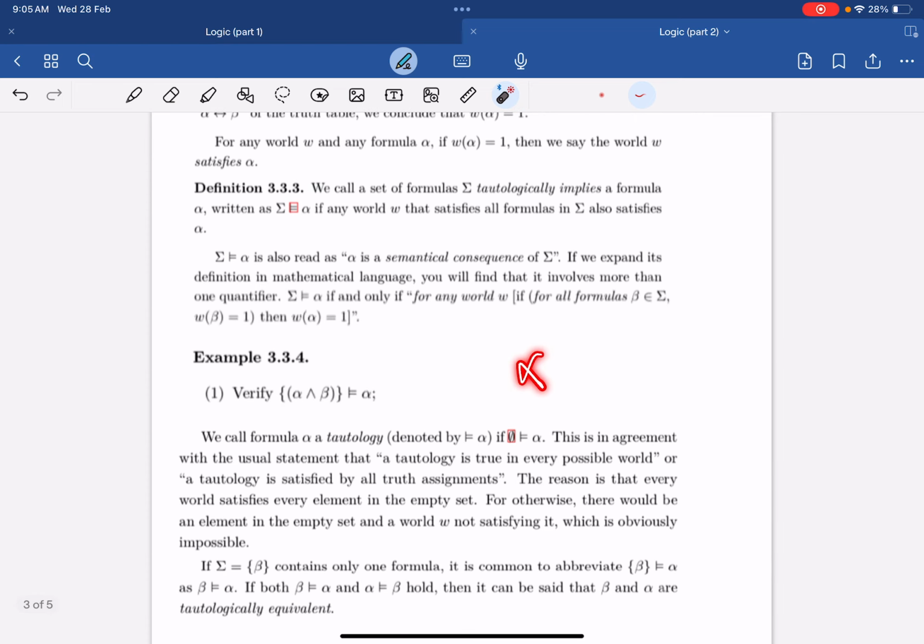And we call alpha a tautology if and only if the empty set tautologically implies alpha. Sorry for my English. This is in agreement with the usual statement that a tautology is true for every possible world, or is satisfied by all truth assignments.